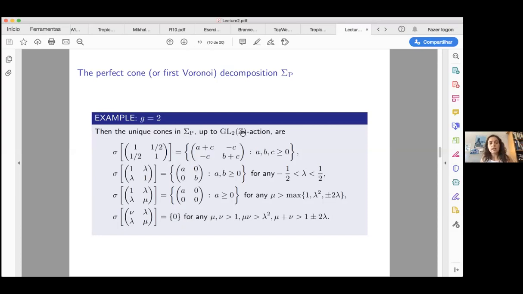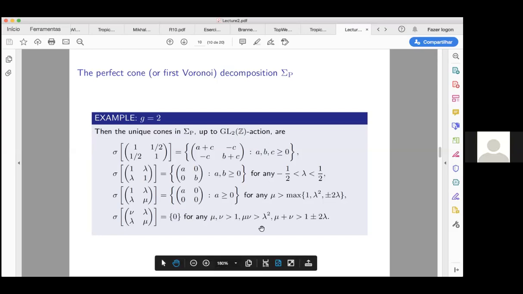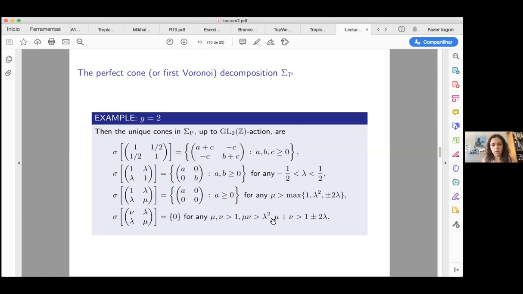So in the exercise sessions tomorrow, maybe we can check these things directly. So yeah, if you're curious to see how one can prove these things, maybe you could come. Okay, so this is the example for g equal 2 for the perfect cone decomposition.